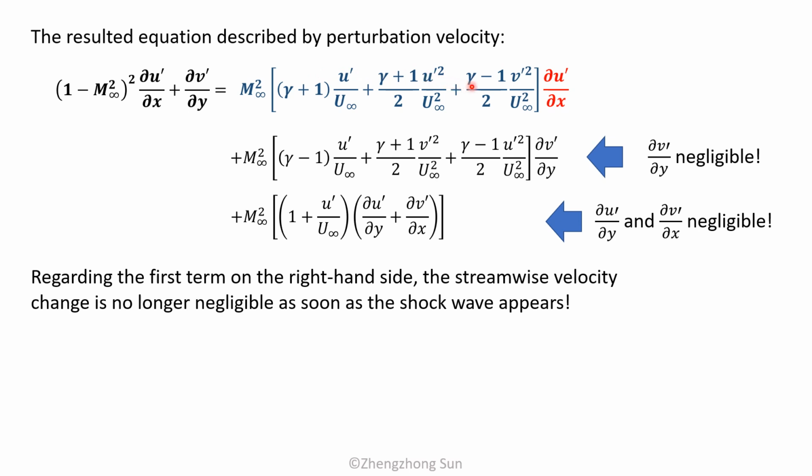Two or three smaller terms added together are still smaller terms. But if we look at the right-hand side, partial u prime partial x, this suggests a streamwise velocity variation or streamwise velocity change. So can we automatically say this one, partial u prime partial x, is negligible? The answer is no, we can't. Why? It is okay for subsonic flow or supersonic flow, but this is not true for the transonic flow.